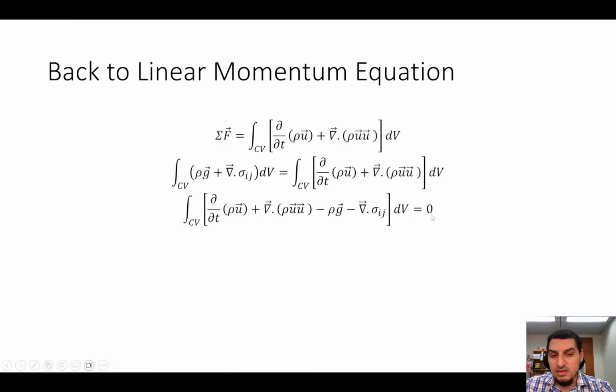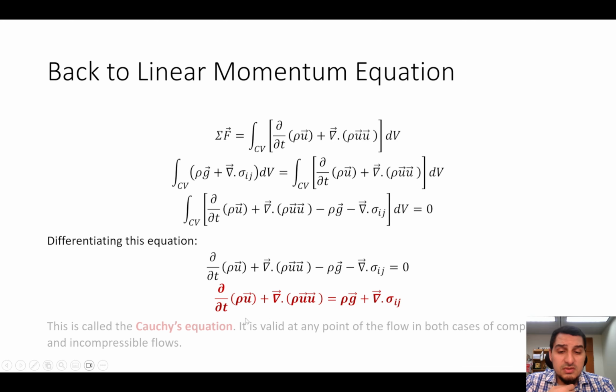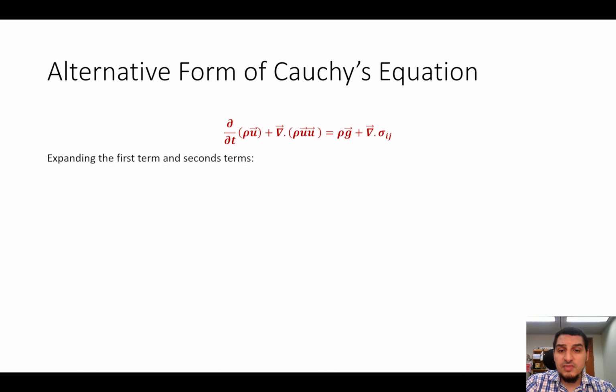We can get the derivative of this. Derivative of 0 is 0. This means that whatever is inside these brackets is also 0. It's simply what we did in the continuity equation before. And now we can have this equation written in this way. This is a very famous equation. It's called Cauchy's equation. It's valid for any type of flow, compressible, incompressible, steady and unsteady. It's valid for Newtonian and non-Newtonian flow. It's valid for anything.